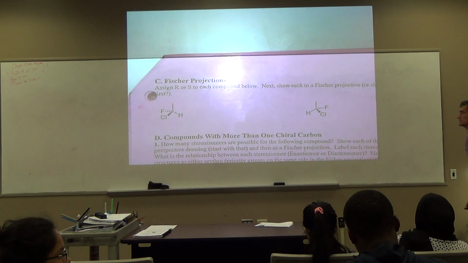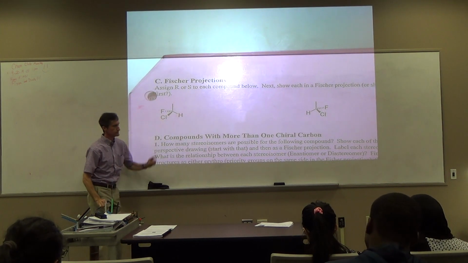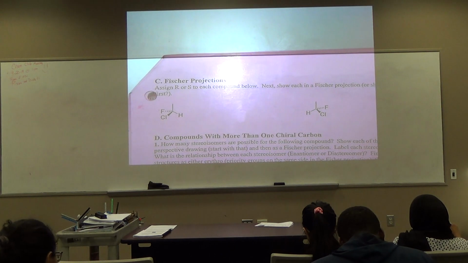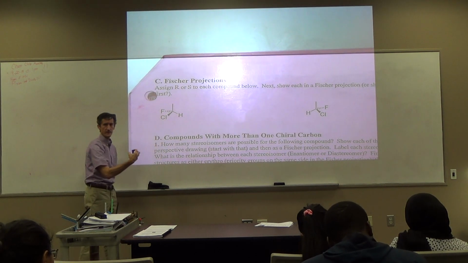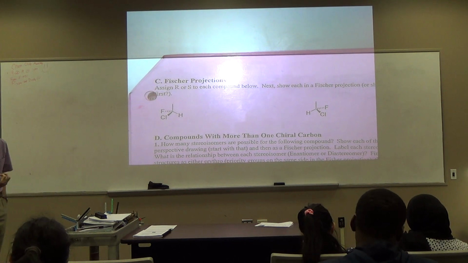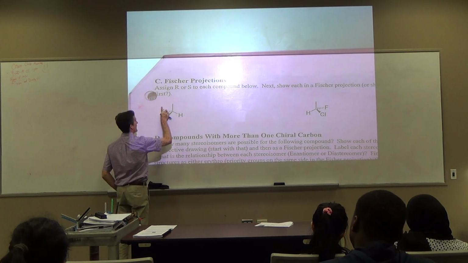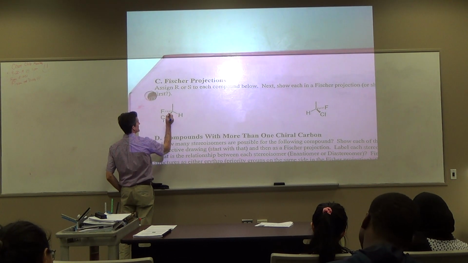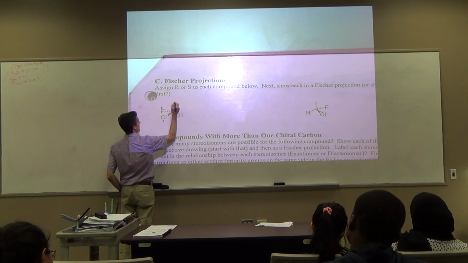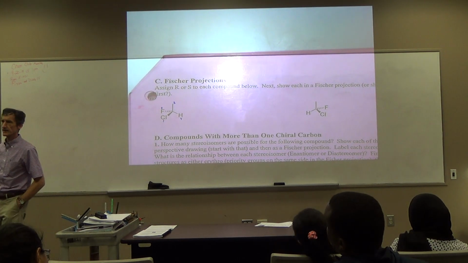Okay, Fischer projections. First off, assign RS to each compound below. This is RS. I assume we have a chirality center because that's when you do RS. Do we have a chirality center? Yes. Tetrahedral carbon. Okay, small molecules right now. Plenty of examples with bigger molecules. RS configuration around this chirality center. What's the high priority group? Chlorine. Next, carbon. Then H. Okay, is the low priority group forward or back? Back.